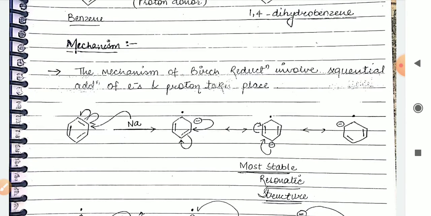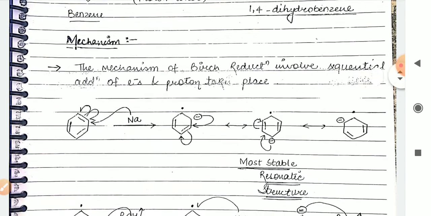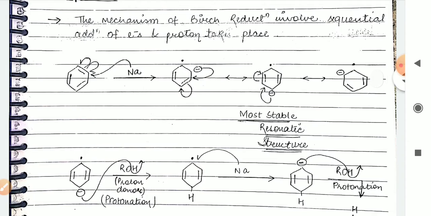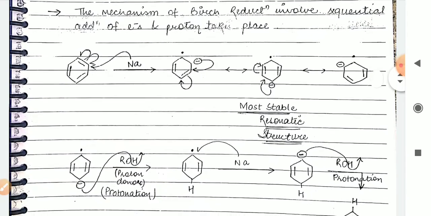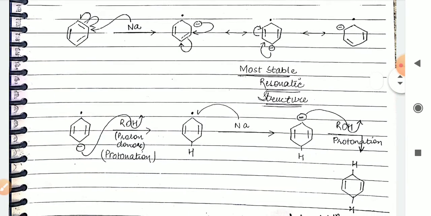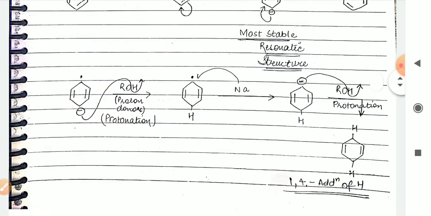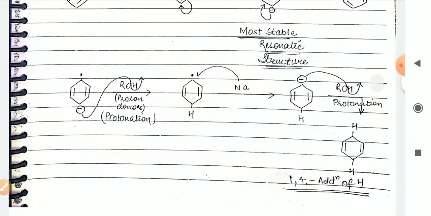So, what is the key step in this mechanism? The mechanism of Birch reduction involves addition of an electron followed by proton transfer. Here you can see for the benzene ring, the pi electrons are distributed over both atoms. The sodium metal gives one electron and a negative charge is generated in the benzene ring, and the reaction proceeds further. The most stable resonating structure is here. Then a proton comes from the solvent and forms this radical species.